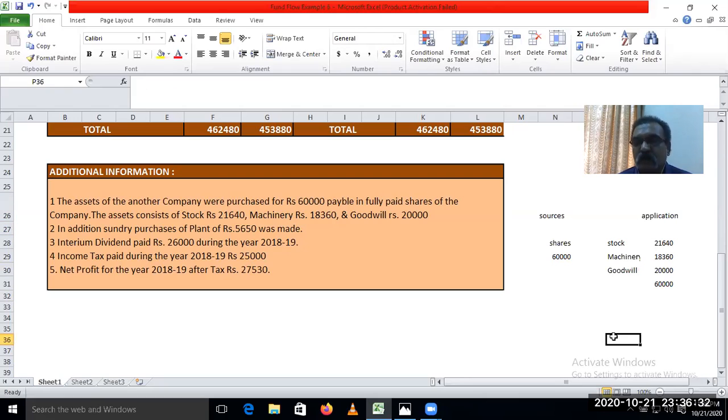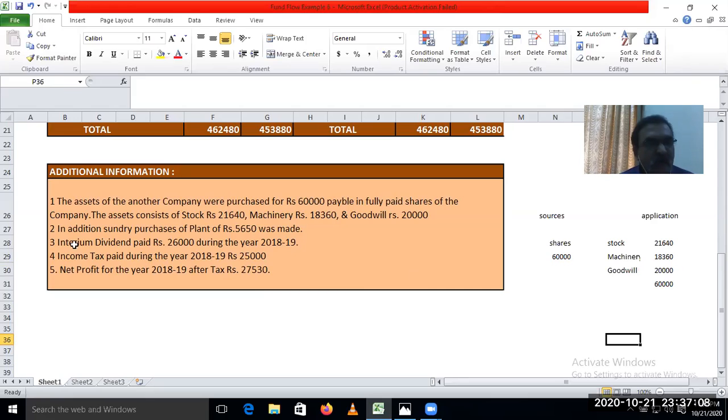So in our fund flow statement, this issue of shares will appear by rupees 60,000 as a source. And against that, the application will be stock purchased, machinery purchased and goodwill purchased. So this is the significance of adjustment number 1. Now out of that, stock is included in the working capital statement, so we will not give separate treatment for this stock. Machinery and goodwill will appear separately on the fund flow statement, for which we will write purchase of machinery by shares, purchase of goodwill by shares.